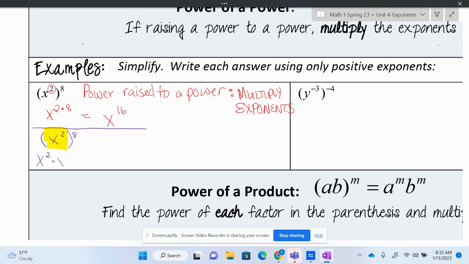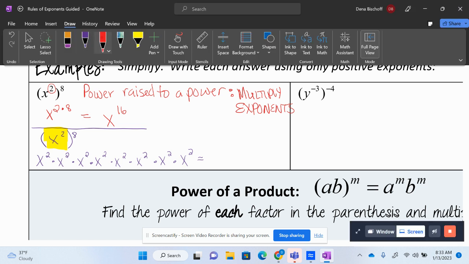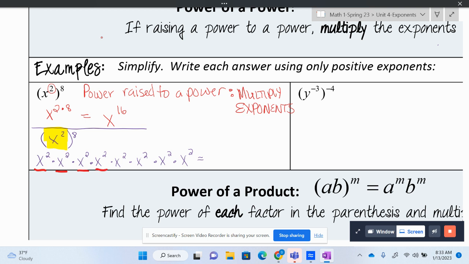So x squared times x squared times x squared times x squared times x squared times x squared times x squared times x squared. And I think that that's 8 times. And we learned a rule that says when we multiply powers, if the base is the same and all of those bases are the same, what do you do to the exponents?